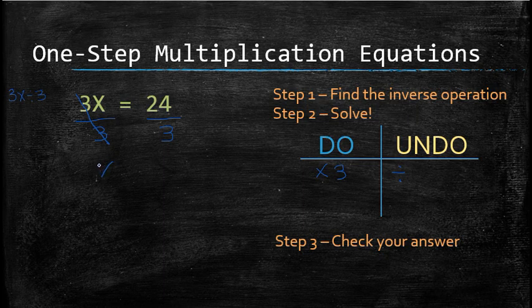Okay, you should have gotten x is equal to 8. If you didn't, raise your hand and I will come and check your answer and see what went wrong. So x equals 8. So we solved it, and we know that we divided by 3. So we multiplied by 3 originally, and to undo that, or the inverse operation, was to divide by 3. And we got the answer of x equals 8. But we're not finished yet.